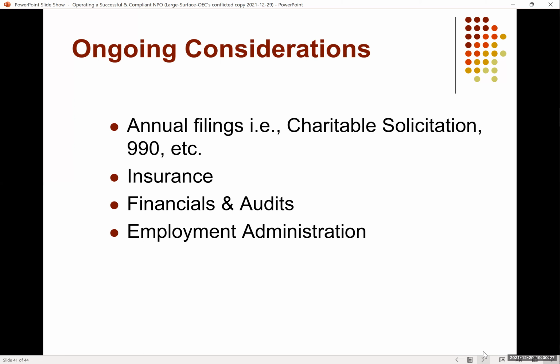And employment administration is huge. A lot of nonprofits, if you have a staff person, they cannot volunteer for you. So for instance, you're having an annual 5K. They can't volunteer on that Saturday to work. They have to be paid if they're at that function. So you have to understand those things. These are the different things you have to think about as a nonprofit.